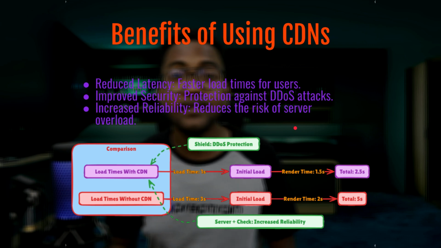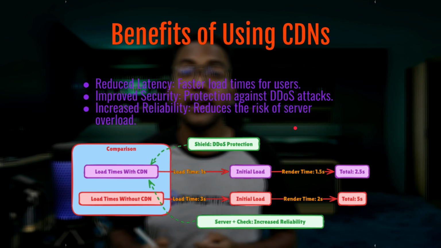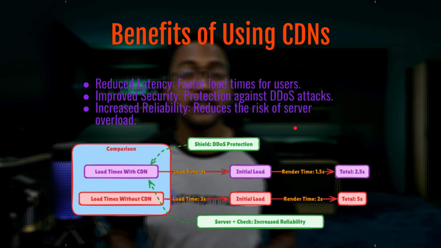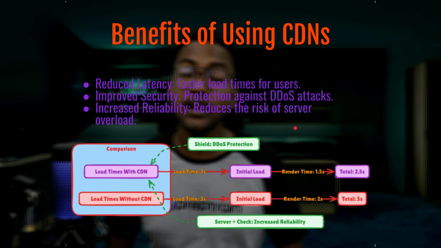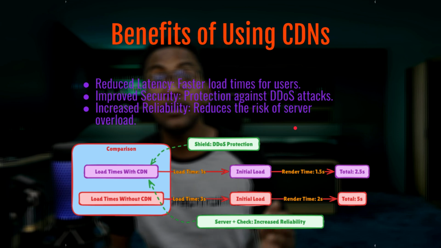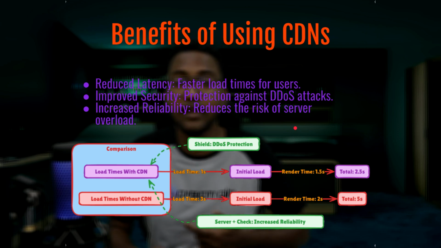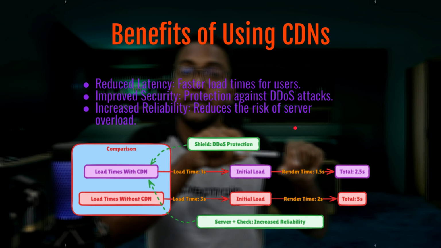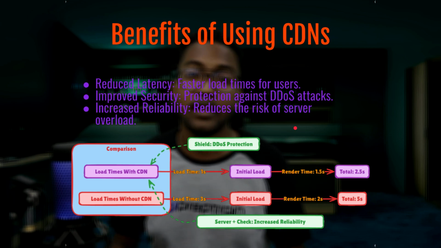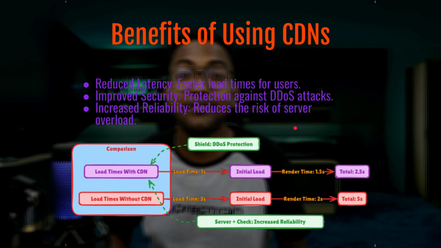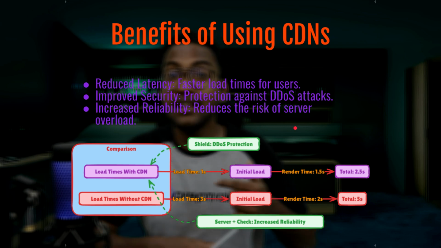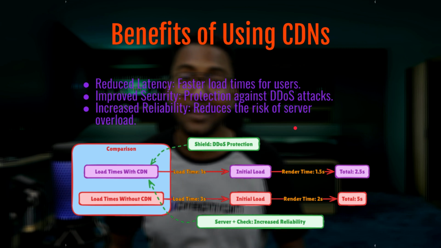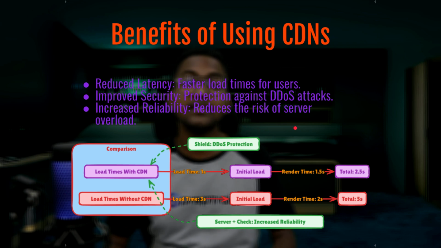The second benefit is improved security. CDNs provide an extra layer of protection against cyber attacks, particularly distributed denial of service or DDoS attacks. In a DDoS attack, attackers flood a server with an overwhelming amount of traffic, causing it to crash. However, because CDNs distribute traffic across multiple servers, it makes it much harder for attackers to target a single server. If one server is being attacked, the CDN can route traffic to another server, keeping the website or application online. The third major benefit is increased reliability.